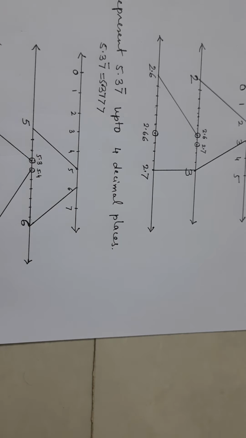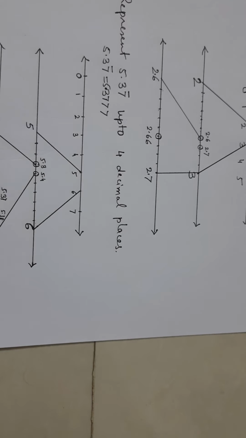This is 5.4. Now it is 5.37. So 5.31, 32, 33, 34, 35, 36, 37. This is 37 and 38. So this is 5.37 and this is 5.38. So that I will take on the number line. Another one obviously below.